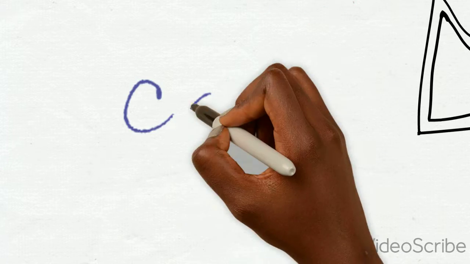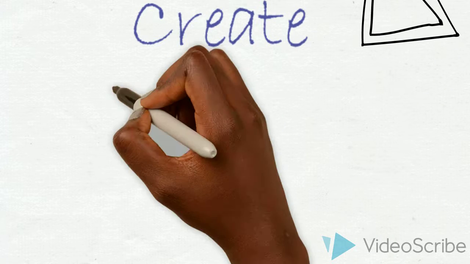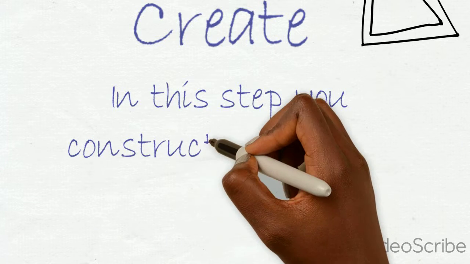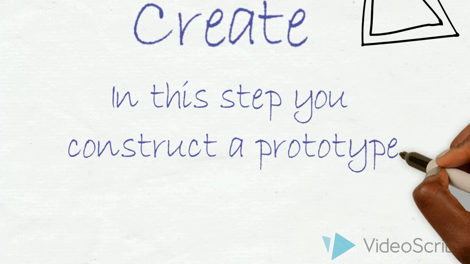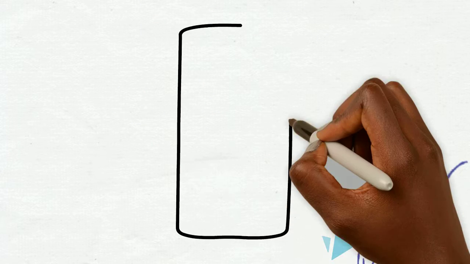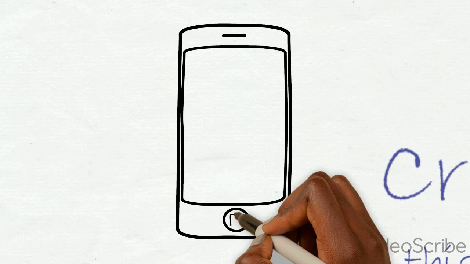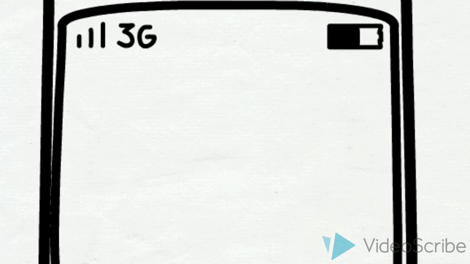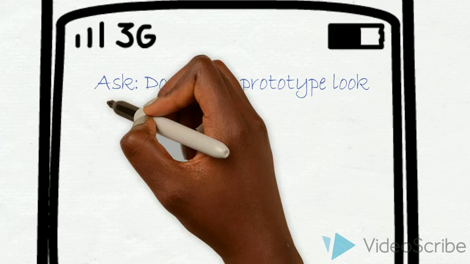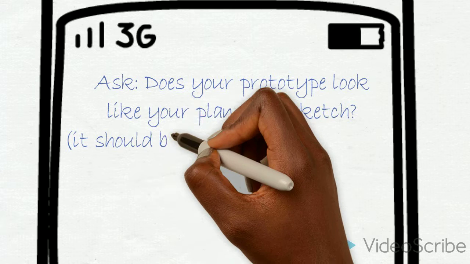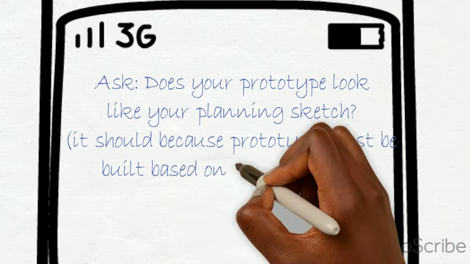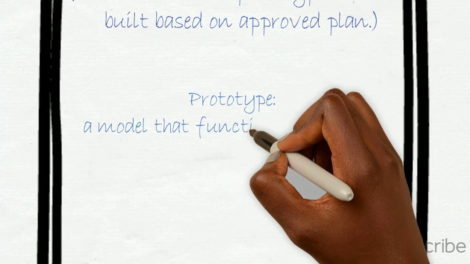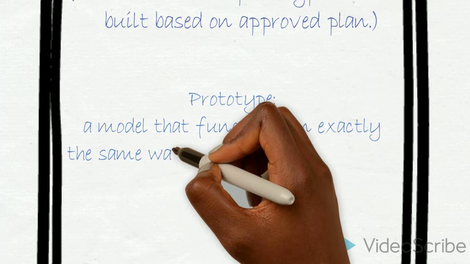Now you're going to create. In this step, you're going to create a prototype. And you should be asking a question like, does my prototype look like my sketch? Which it should, because your sketch has to be approved by the teacher before you start to build your prototype. So making sure your prototype looks like your sketch is important. Finally, a prototype is a model that functions exactly the same way the final solution would.